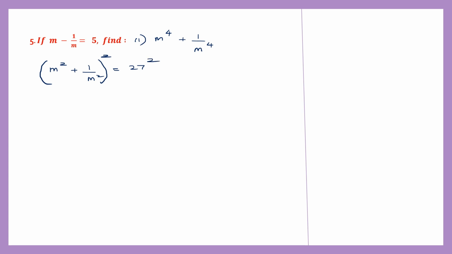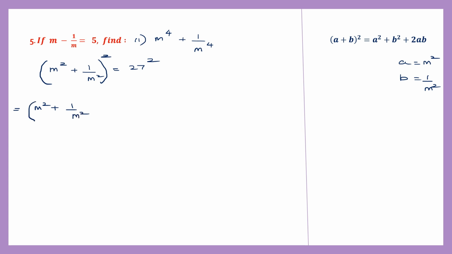So now this is in the format of (a plus b) the whole square. So the identity that we're going to apply is (a plus b) the whole square is a square plus b square plus 2ab to this one. So in that case, what is a? a is m square. And what is b? b is 1 by m square. So let's apply that. a square plus b square plus 2ab. We are going to apply it to this one. So in this case, m square plus 1 by m square.